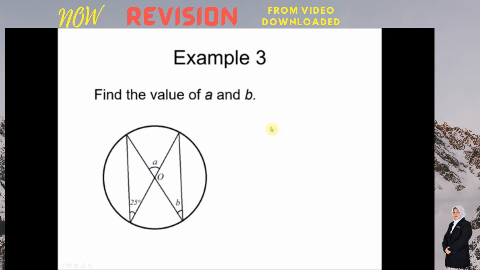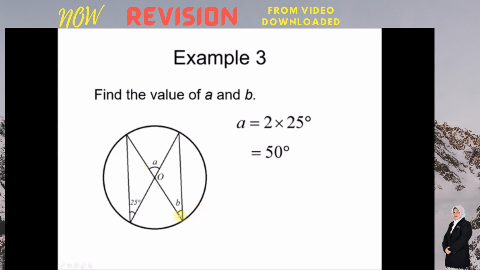Example 3, find the value of a and b. So now we look at these angles here and these angles at the center here. Both of these angles, this and this, are subtended by the same arc. So we know that this is double the size of this. A is twice the angle of 25. So A equals 2 times 25, which is 50 degrees.